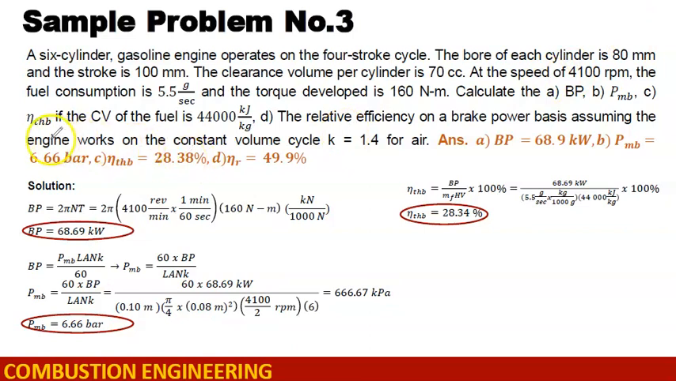So for the third requirement, which is the brake thermal efficiency, the brake thermal efficiency is the thermal efficiency based on brake. So we will use brake power as our output, and then the energy from the fuel as our input, times 100%. Brake power is already solved. For the mass of the fuel, we should convert grams to kilograms so that our mass is consistent with the unit of the heating value, which is per kilogram. So our brake thermal efficiency is 28.34%.